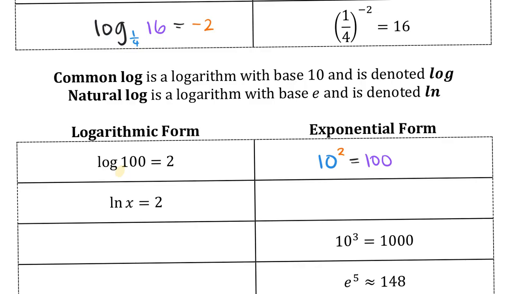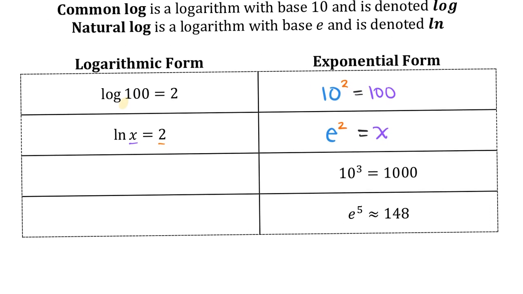Now the next one says ln of x, which doesn't look like log, but it actually stands for natural log. Natural log is a logarithm with the base of e. So it does not denote a base, but if I see ln, the base is automatically e. The exponent is what it equals to. And then this equals to, in this case, there's a variable here, so it equals to x. That's how I would rewrite it.